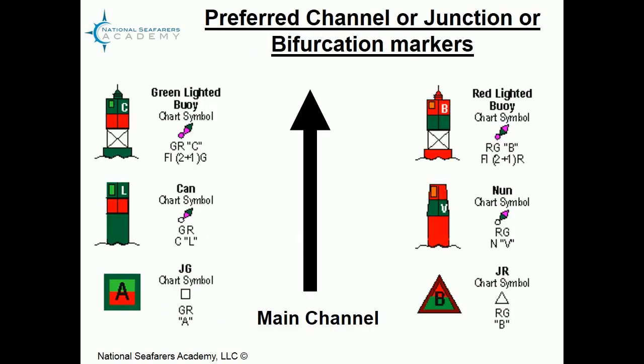Preferred channel marks are aids to navigation, which mark channel junctions or bifurcations. That is a Y in the channel. They often mark wrecks or obstructions. Preferred channel marks may normally be passed on either side by a vessel. They indicate to the mariner the preferred channel or main channel.